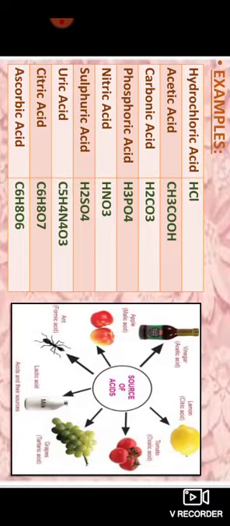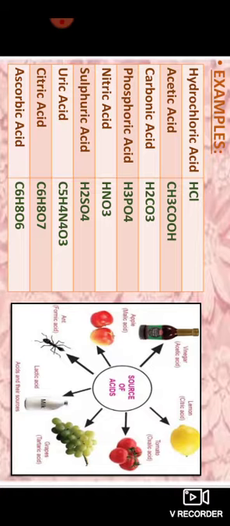Now here are some examples of acids: hydrochloric acid, acetic acid, carbonic acid, phosphoric acid, nitric acid, sulfuric acid, uric acid, citric acid, and ascorbic acid. Their formulas are also provided to you. Now look at the right side.